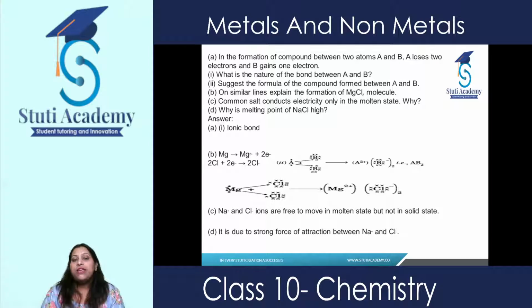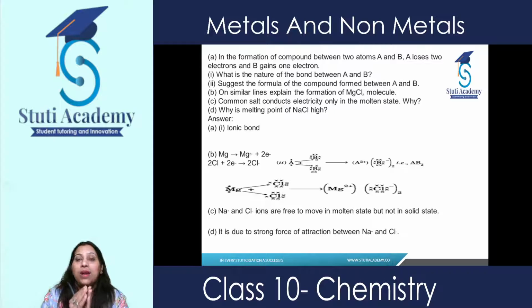First is, in the formation of a compound between two atoms A and B, if A is losing electrons and B is gaining 1 electron, what is the nature of the bond between A and B? If you remember, I told you about the formation of ionic compounds. So in ionic compounds, one metal or one element loses electrons, because metals always lose electrons. That's why they are electropositive in nature. And when they lose electrons, they attain a positive charge.